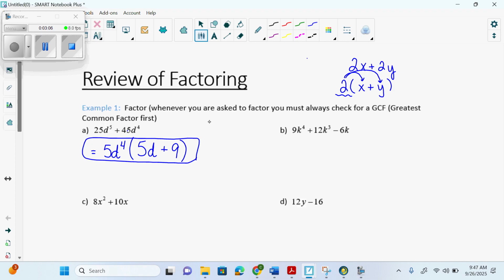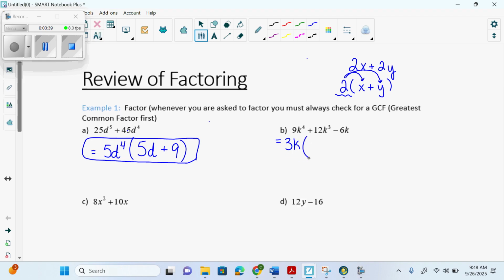So, let's discuss this one. 9k^4, 12k^3, 6k. What number can I take out of all of them by division? 9, 12, and 6. 3. I agree. So I'm going to put an equal sign because this equals this. So I'm going to get a 3. And I have k^4, k^3, and then 1k. So the first one is 4 k's, the second one is 3 k's, the last one is 1 k. So what's the maximum k's I can take out of all of them? Just 1k. So I go k.